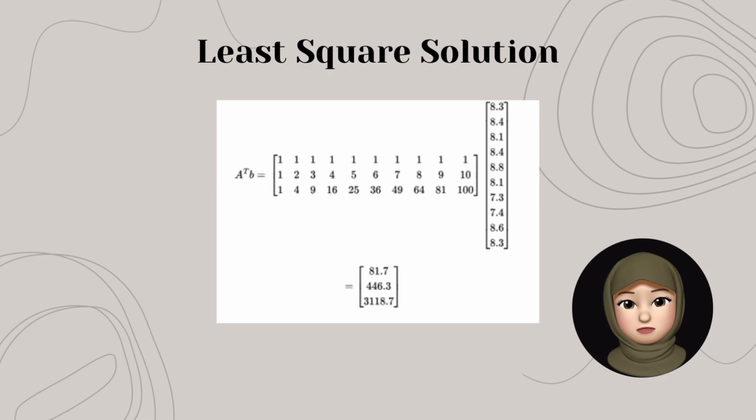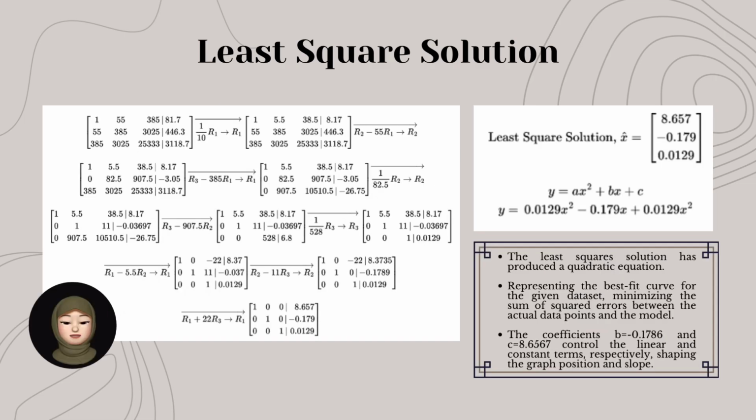We have to compute the transpose of matrix A multiplied with the vector B, and we got the result, which are 81.7, 446.3, and 3118.7. This vector is needed to solve the normal system. So we got the answer for A, B, and C. So we can conclude that the least square solution has produced a quadratic equation representing the best fit curve for the given dataset, minimizing the sum of square errors between the actual data points and the model. The coefficients B and C control the linear and constant terms, respectively, shaping the graph position and slope.